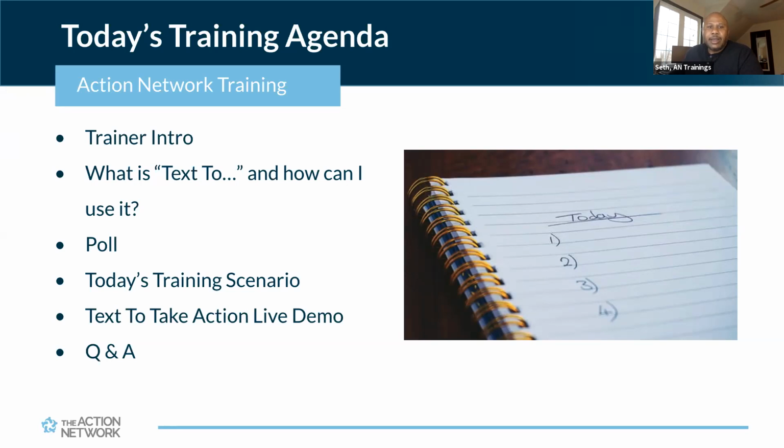And you probably know that Ackshun Network is the progressive movement's premier digital organizing tool set. So that means we have a laser focus on digital organizing.